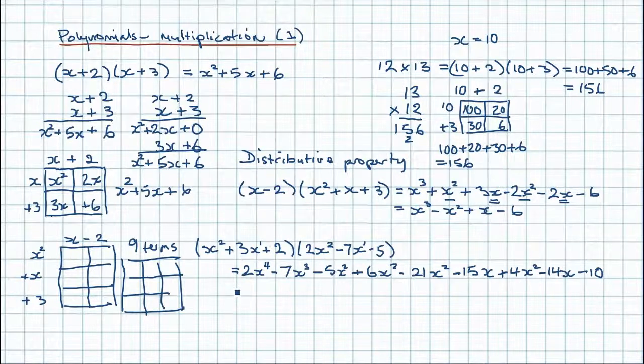So, how many x to the 4th? Well, just 1, so we just write that one down straight away. 2x to the 4th. Now we've got x cubes. We've got 1 here, and have we got any other x cubes? Well, no, we haven't. So we can simply write. Now, is that correct? Yeah. So we simply write that down, minus 7x cubed.